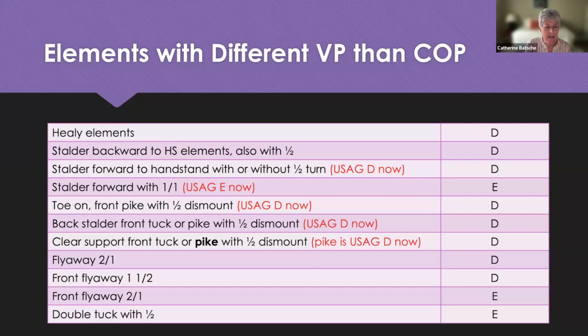The toe on front pike half dismount is a D. The back Stalder front tuck or pike with a half dismount is a D. And the clear support front tuck or pike with half dismount is also a D. In addition, the flyaway double full is a D, the front flyaway 1.5 is a D, front flyaway double is an E, and the double tuck with a half is an E.